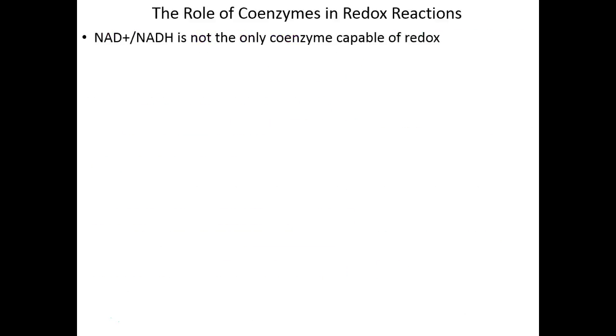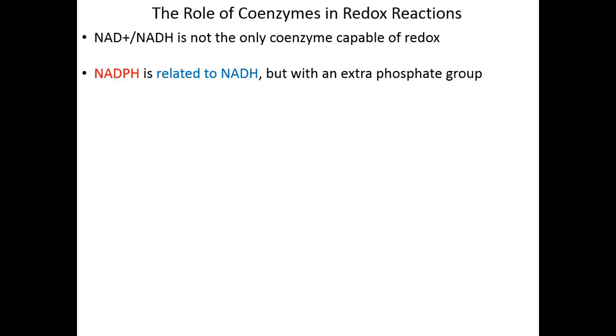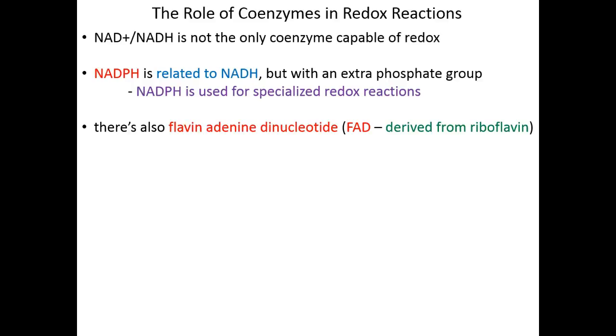And just to complete the story, NAD+ and NADH plus H aren't the only coenzymes that are capable of engaging in redox reactions. Much later on in the semester, we will see NADPH. NADPH is similar in structure to NADH, but it has an extra phosphate group. NADPH is primarily for anabolic reactions, for building reactions, and NADPH is a specialized coenzyme. It is perfect for carrying very high power electrons, electrons that are carrying a whole lot of energy.